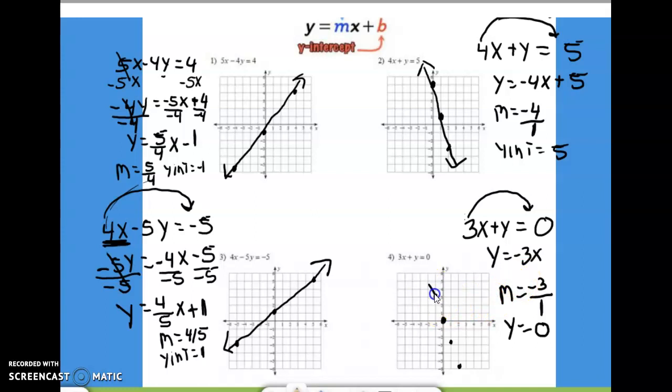All right, let's connect these. Let's not make a big deal out of it. We've got a nice line going. I could tell it's negative from left to right. Okay. Going through the origin. I'm done.